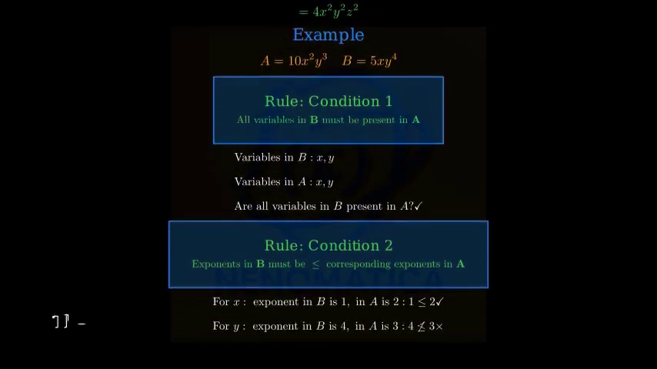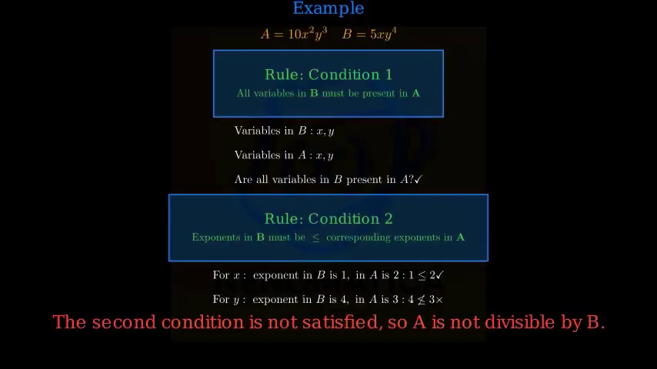Condition 2, let's check the exponents. For x, the exponent in B is 1, and in A it's 2, so 1 is less than 2. For y, the exponent in B is 4, but in A it's only 3, so 4 is greater than 3. The second condition is not satisfied, so A is not divisible by B.